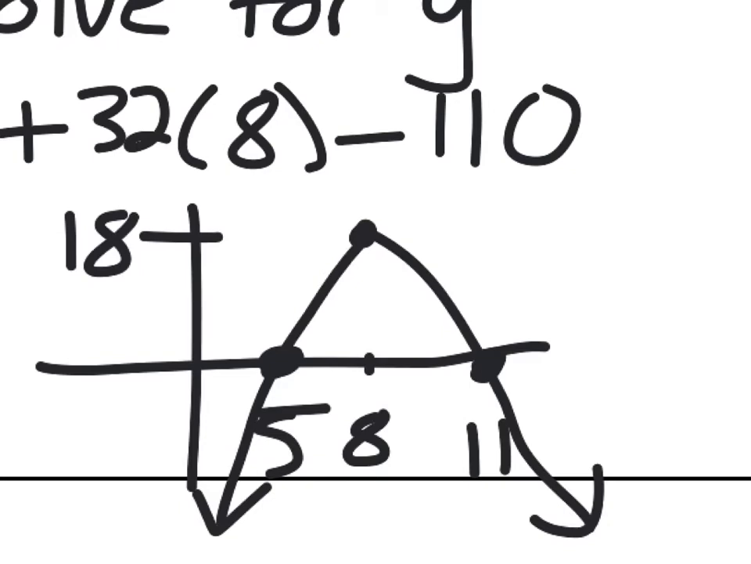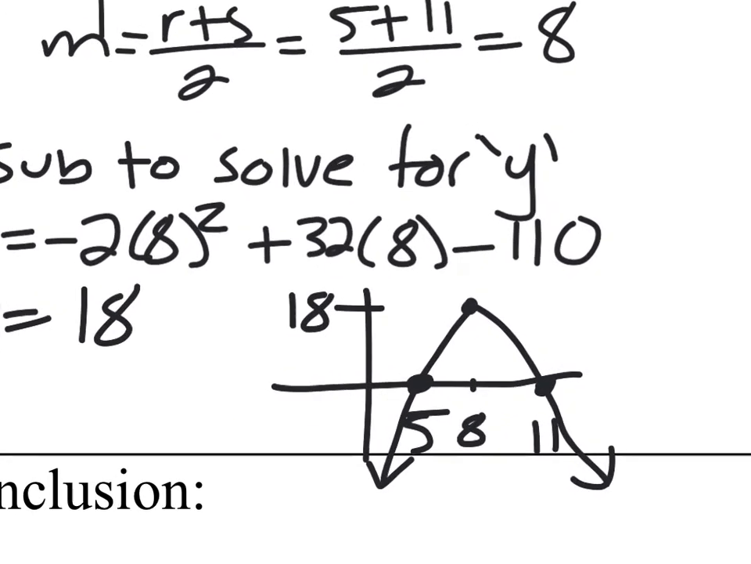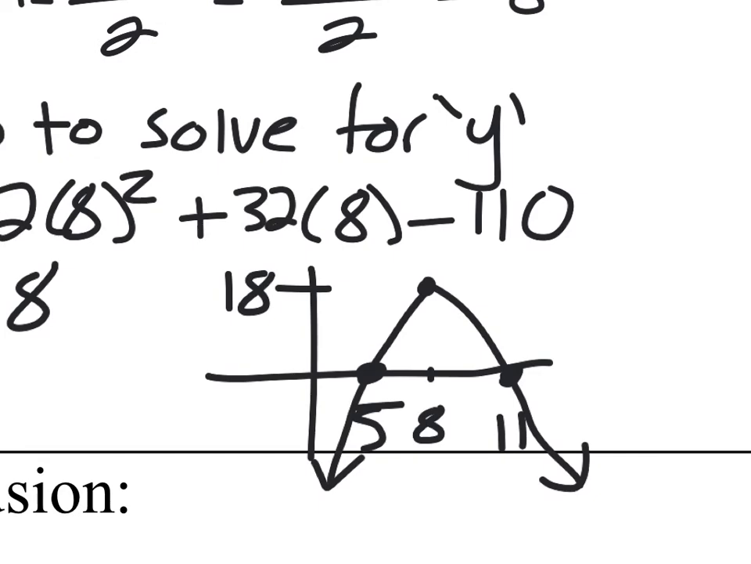In between 5 and 11 is 8. I plugged in 8 and I got a height of 18. My parabola is facing down from that 18. How do I know it's facing down? Well, it's got to cross through 5 and 11 and it's as high as 18.